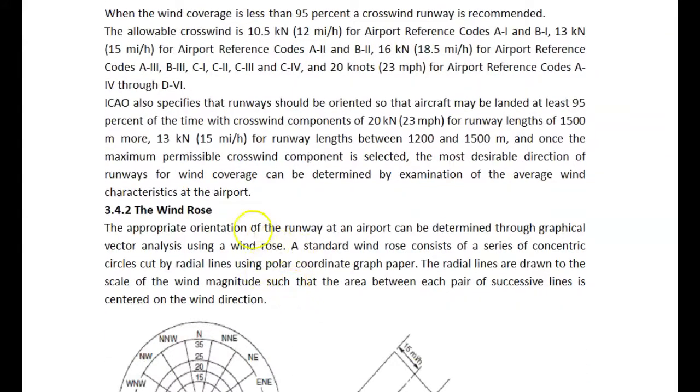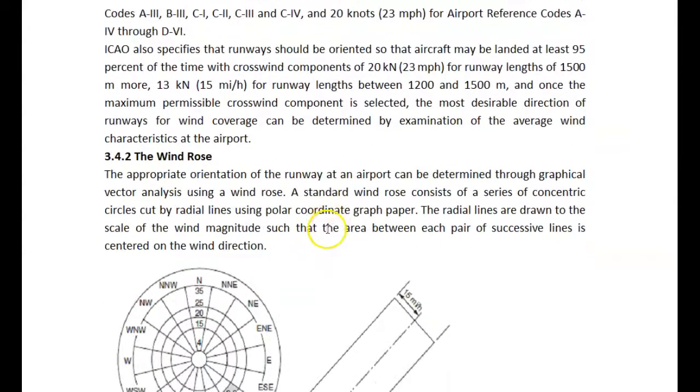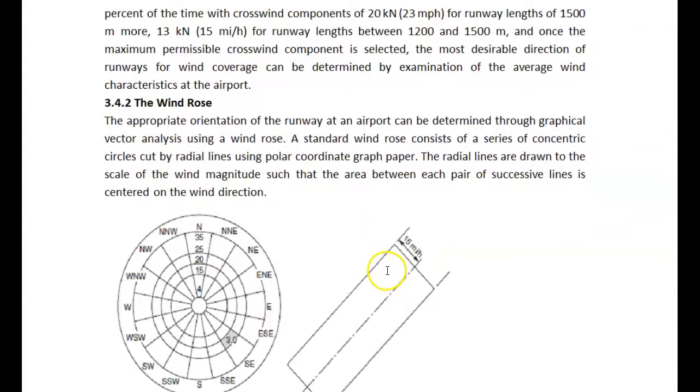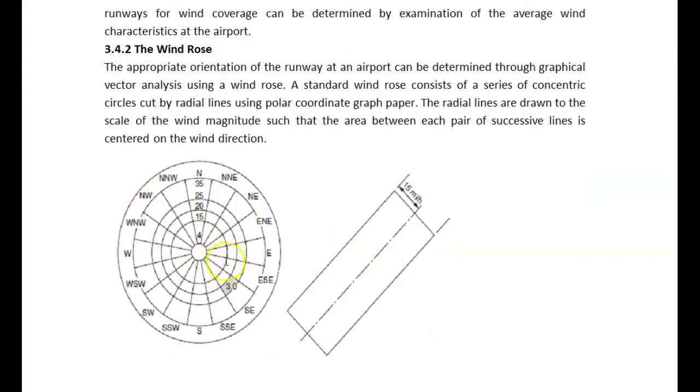So there is an instrument used for determination or orientation of the runway, and we call it the wind rose. The appropriate orientation of the runway at any airport can be determined through graphical vector analysis using a wind rose. A standard wind rose consists of a series of concentric circles cut by radial lines using polar coordinate graph paper. So here we have an example of a wind rose.